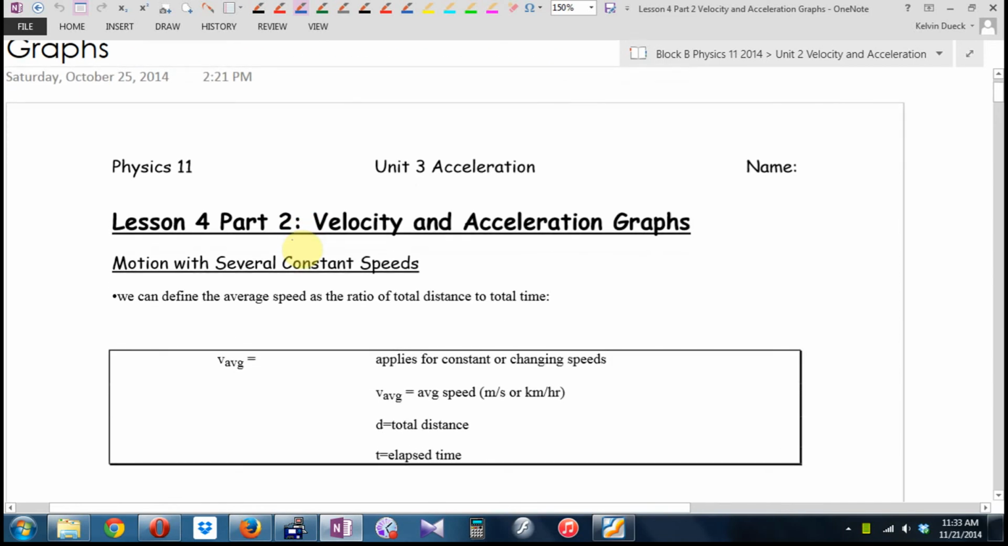So, part 2, velocity and acceleration graphs. Lesson 4, part 1 was distance versus time graphs. Velocity versus time graphs is part 2. We will also look a little bit at acceleration versus time graphs, but really that starts getting into obscure calculus-y things, unless I keep them really simple.